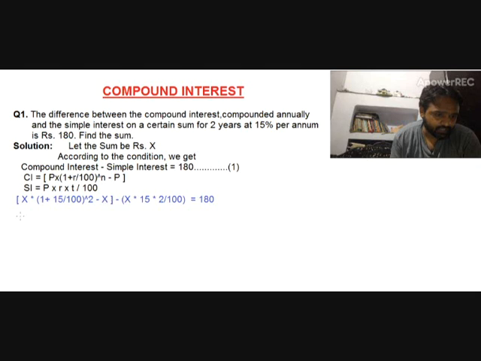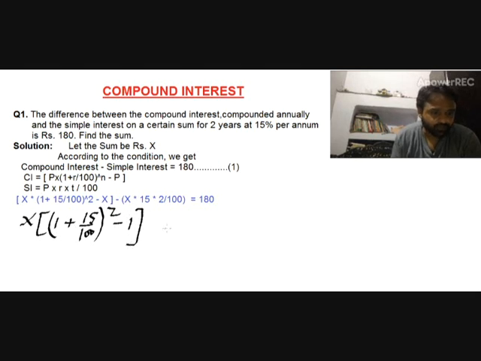x minus x. You can take x outside. What is left inside the bracket? If you simplify this, you will get 1 plus 15 divided by 100 to the power 2 minus 1. This part we have to simplify. Then subtracted by x. And this 15 times 2 divided by 100 is 30. Right? So this is 30 over 100 is equal to 180.